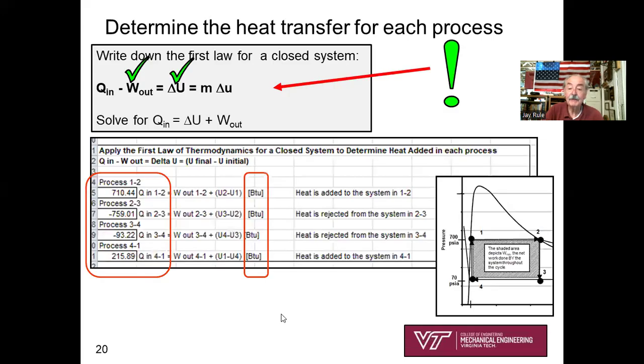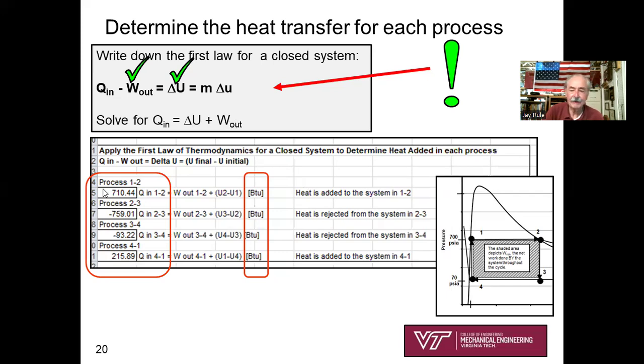Now, this is going to be a slide that I did not include, and I'm going to try to clean up here. How would we find the heat transfer for all four processes? Well, now that we've gotten the work, we're going to apply the first law for a closed system for each of the processes. Q in minus the work out, for each process, equals delta capital U. And so we just found all of those values. So we'll just solve straight out for Q in, which is going to be delta U plus capital W out.